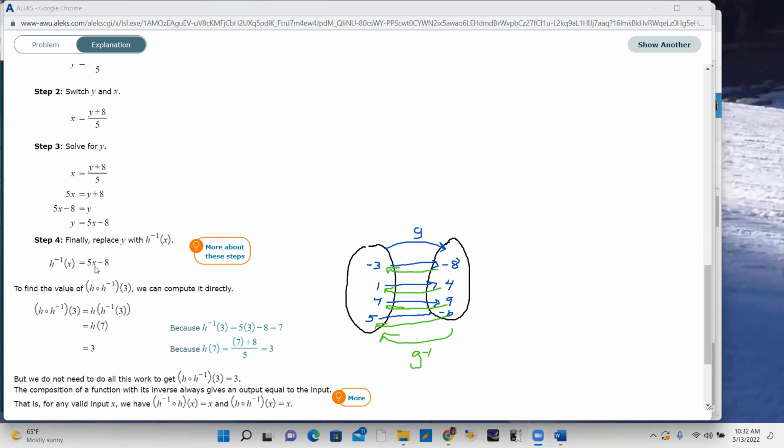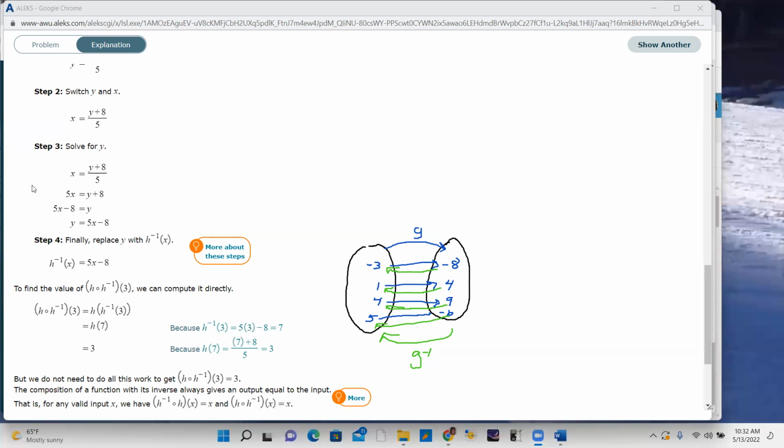So once you find that inverse function, the inverse of 3, you can put the 3 in there and you get 15 minus 8 is 7. And then h of 7 gives you 3.